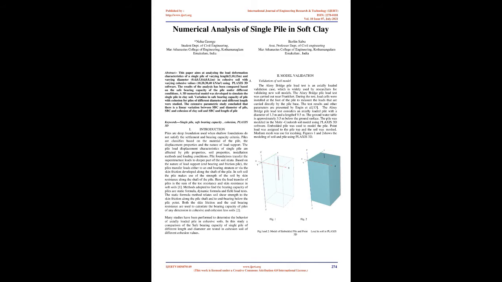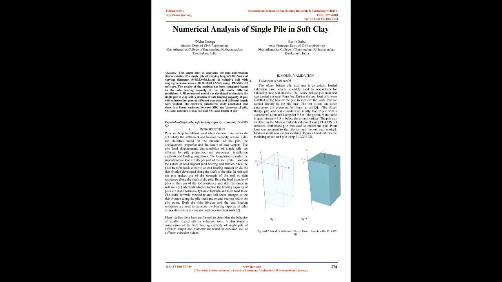The results of the analysis have been compared based on the safe bearing capacity of the pile under different conditions. A 3D numerical model was developed to simulate the single pile in clay soil. Variation in safe bearing capacity of pile with cohesion for piles of different diameter and different length were studied. The extensive parametric study concluded that there is a linear variation between SBC and diameter of pile, SBC and cohesion of clay soil, and SBC and length of pile. Keywords: single pile, safe bearing capacity, cohesion, PLAXIS 3D.